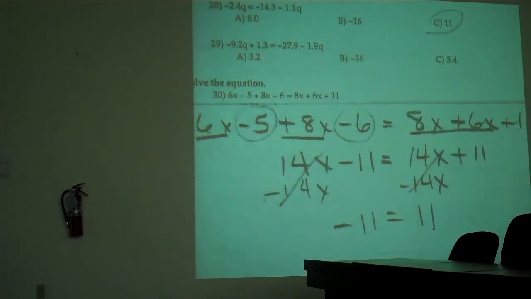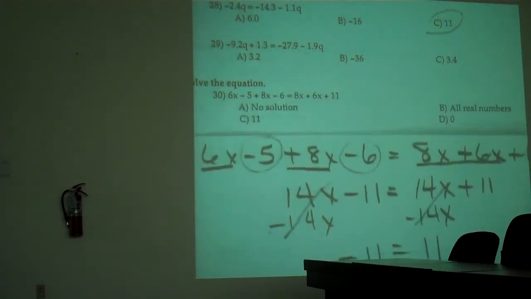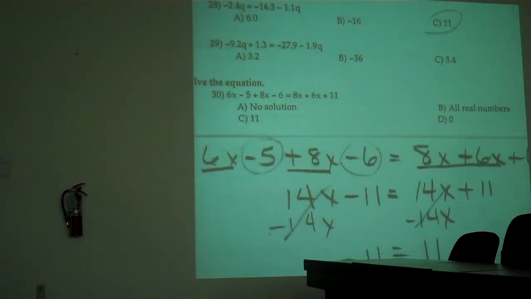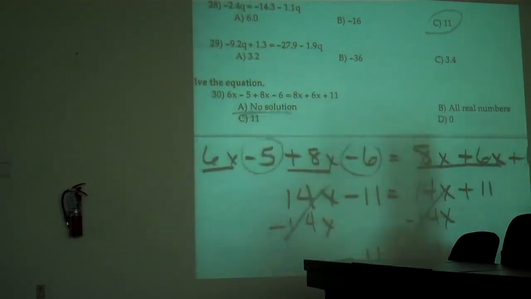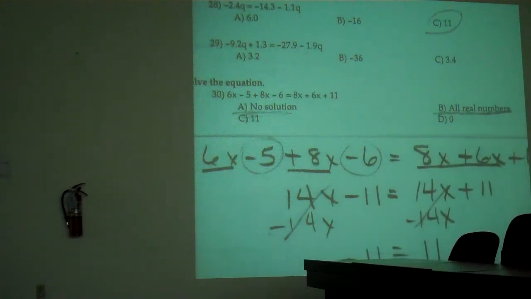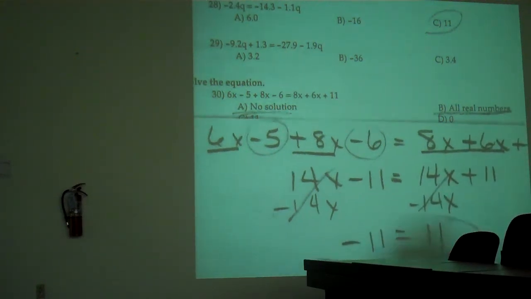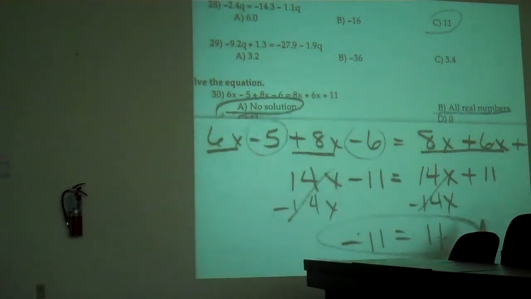Okay, this is one of those special solutions. You're either going to come up with no solution or all real numbers. Which one is this? No solution or all real numbers? No solution. Because it's not the same, it's no solution. If they had been the same, it would have been all real numbers. This is no solution.